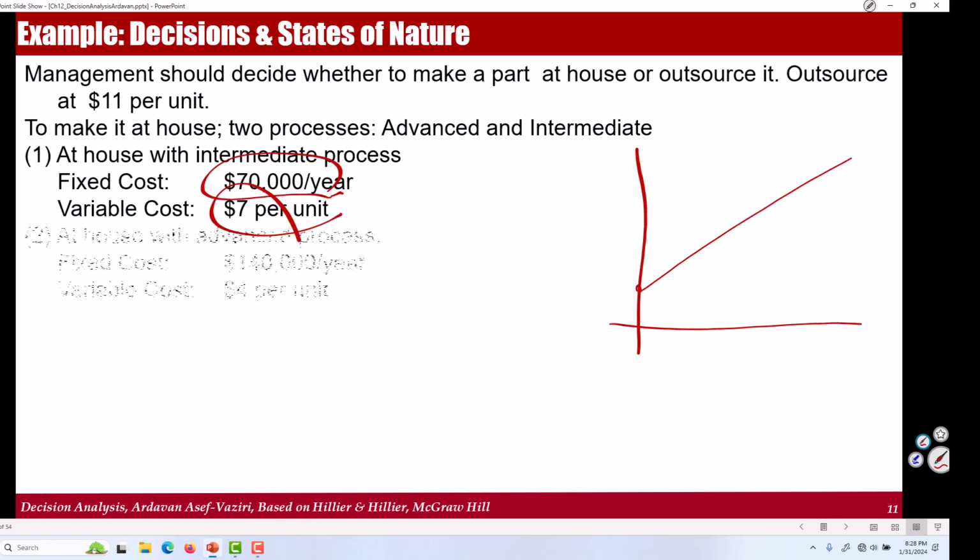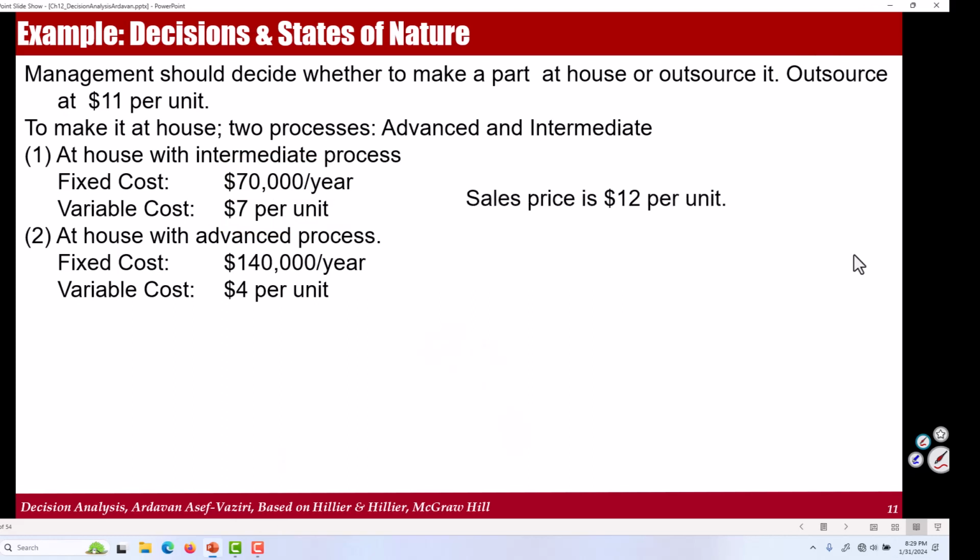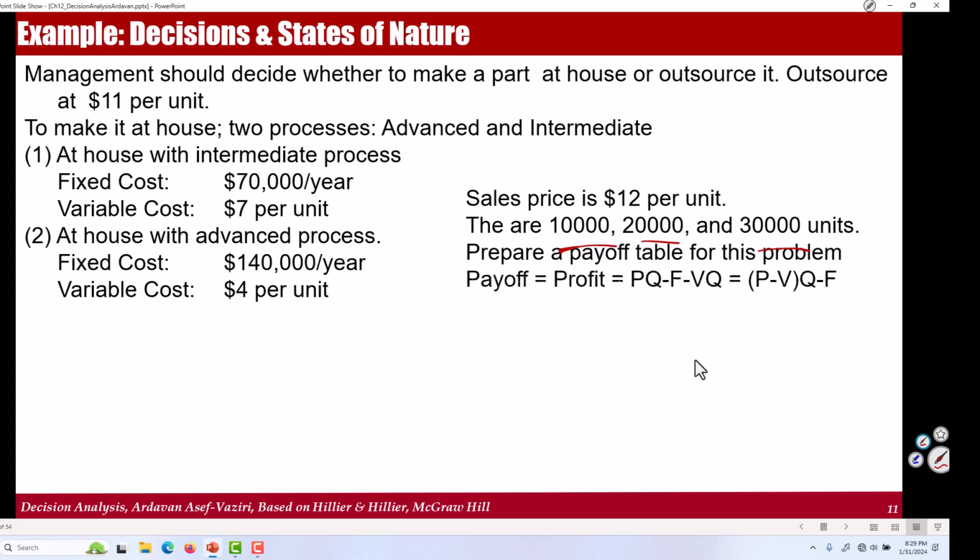Alternatively, we can use an advanced alternative, whose fixed cost is higher but whose variable cost is lower. This is a general rule: when fixed cost goes up, generally variable cost comes down. The sale price is $12 per unit. We have three states of nature: small market, medium market, and large market. The payoff table is our profit under each of these circumstances.